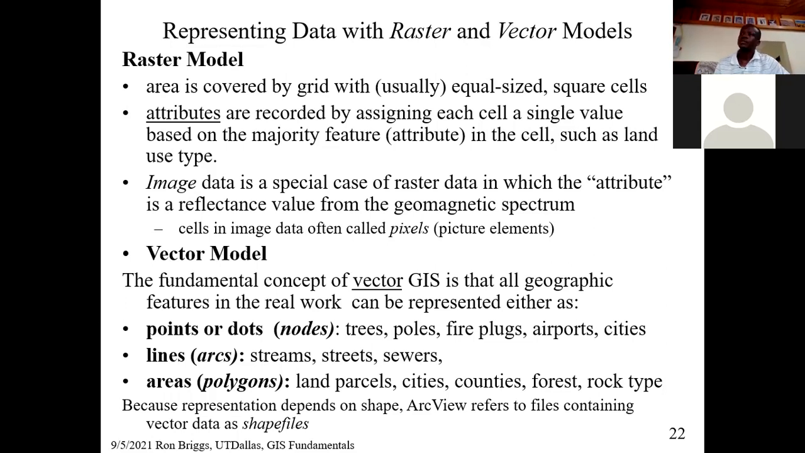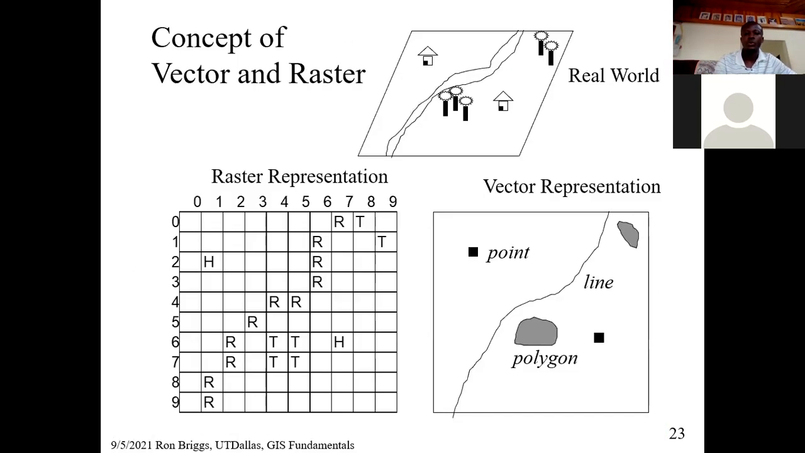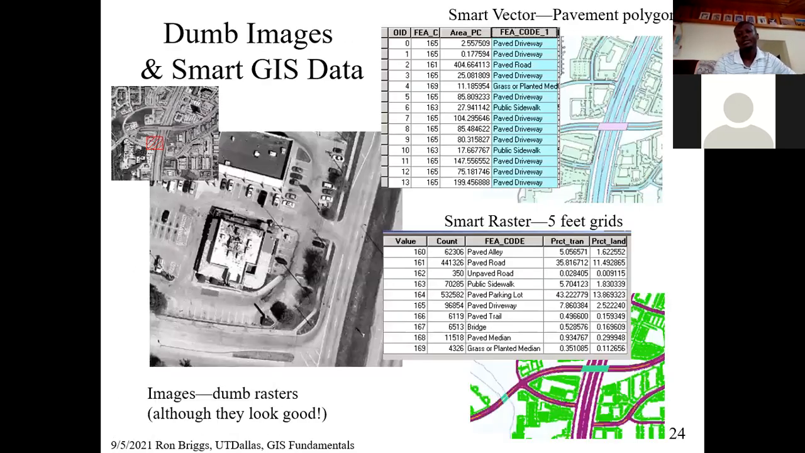Land parcels. A parcel of land is not like a line. It's like an area where you are going to put up your building. It's always an area. So that is GIS for you. Vector, raster.